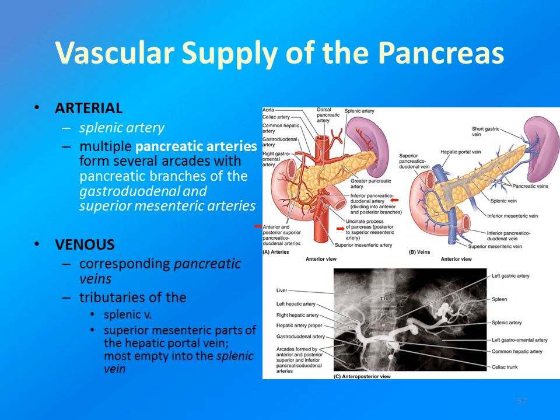The arterial supply of the pancreas really comes from the splenic artery, which is its main supply, and which gives rise to several pancreatic branches, as well as pancreatic branches from the pancreaticoduodenal arteries and the superior mesenteric artery. Of course, there are the corresponding pancreatic veins, which are tributaries to the splenic vein and the superior mesenteric vein. These will unite to form the hepatic portal vein.